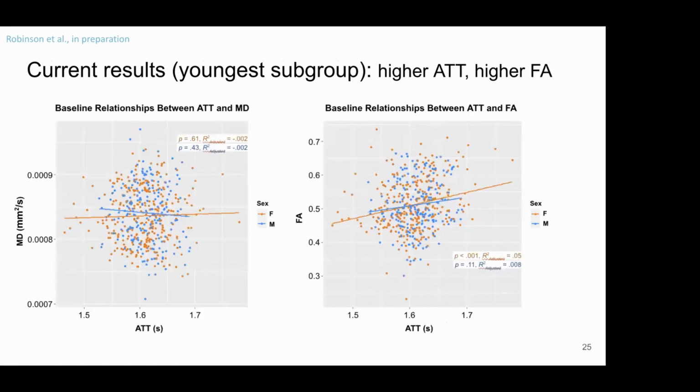To that point, we also tried to associate arterial transit time to microstructure, and we found higher arterial transit time, so more delayed blood flow, actually corresponding to higher FA. This could actually be consistent with the previous results from Aslan and colleagues, in the sense that tracts that are more tightly bundled may just have lower flow rate. So this is potentially consistent.